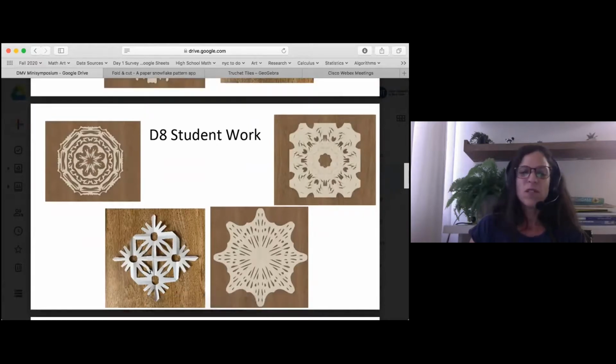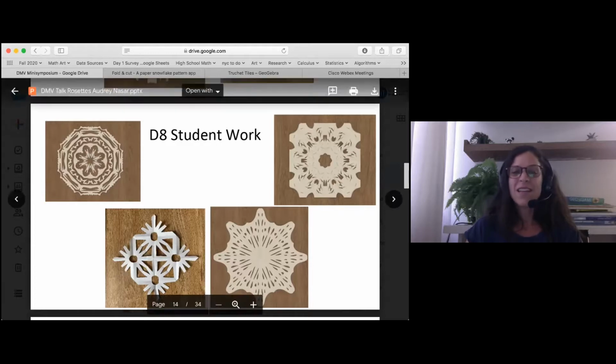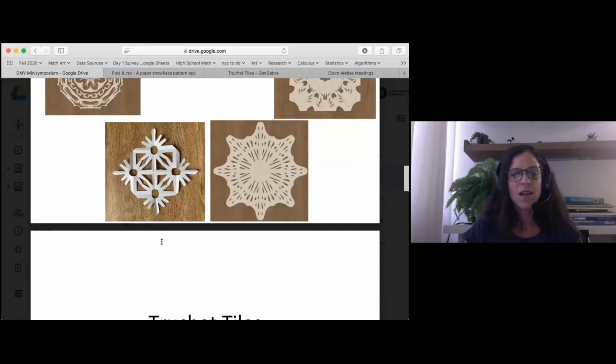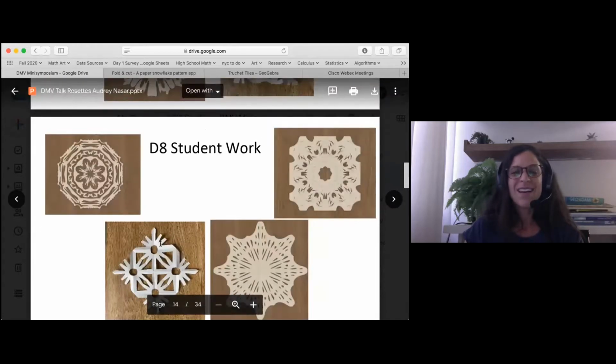So the way that was folded wasn't such that the reflection lines all went through the center, which is something that might come up if you do this in class. And there were a couple of students that created D8s that looked like this. So they did the correct number of folds, right? They folded 4 times, but the folds weren't done in such a way that would create a D8. Okay, so that was the student work.